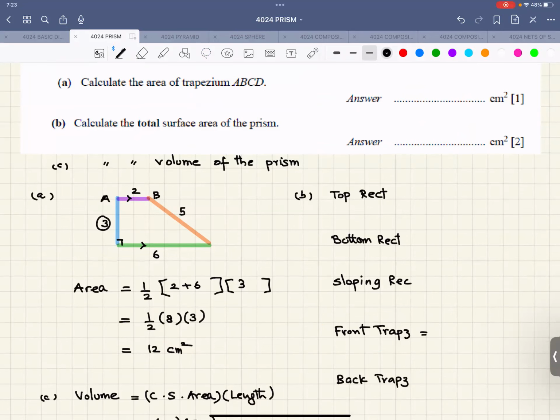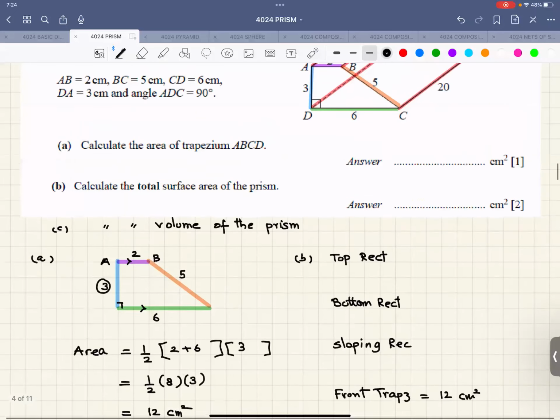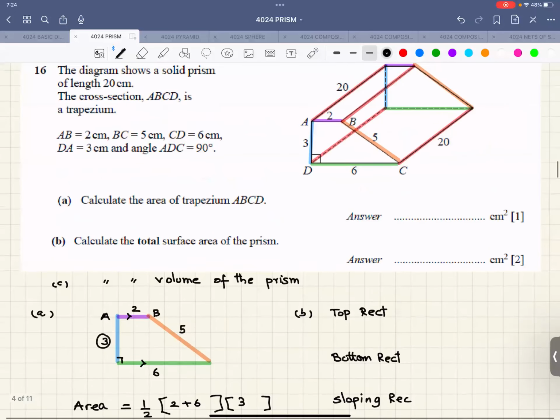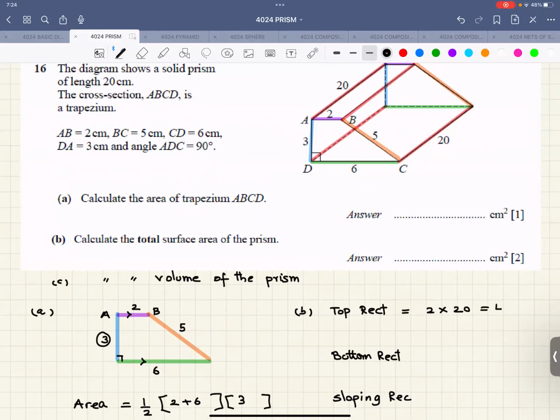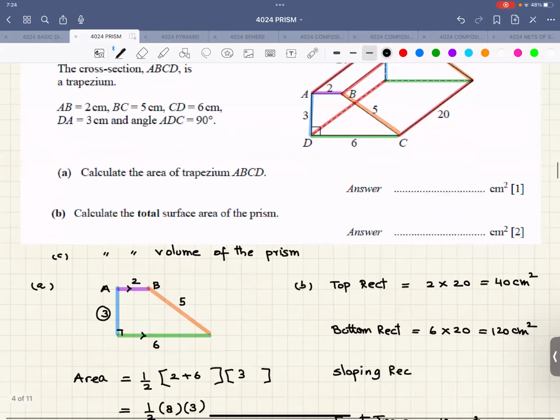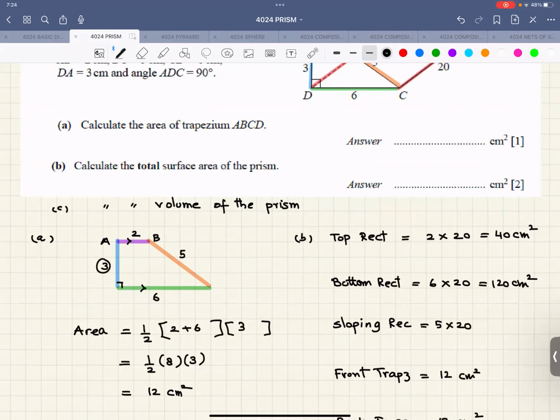So area of trapezium is 12. This is 12. This is centimeter square. The top rectangle is 2 times 20. You can see it. That is 40 centimeters square. The bottom rectangle is 6 times 20. That is 120 centimeters square. And the sloping one, that's 5 times 20. That is 100 centimeter square.